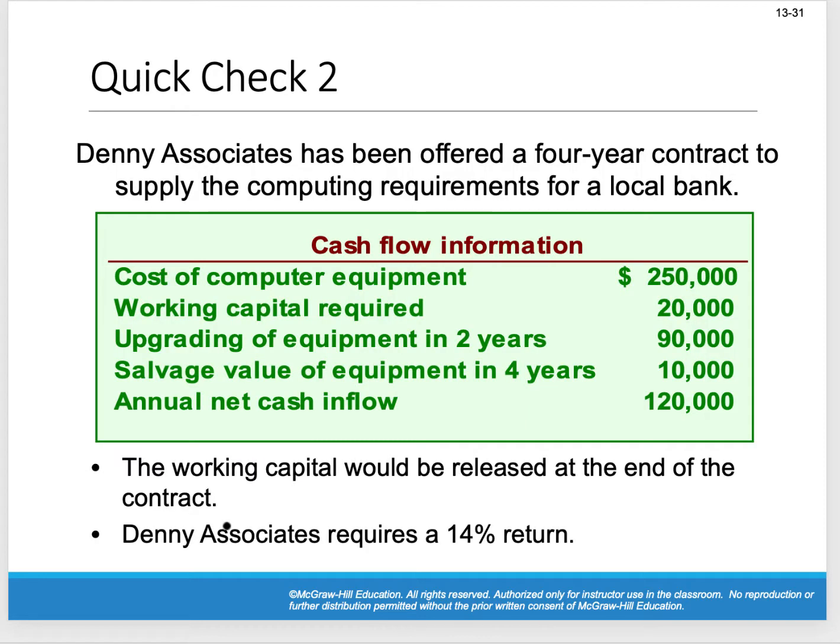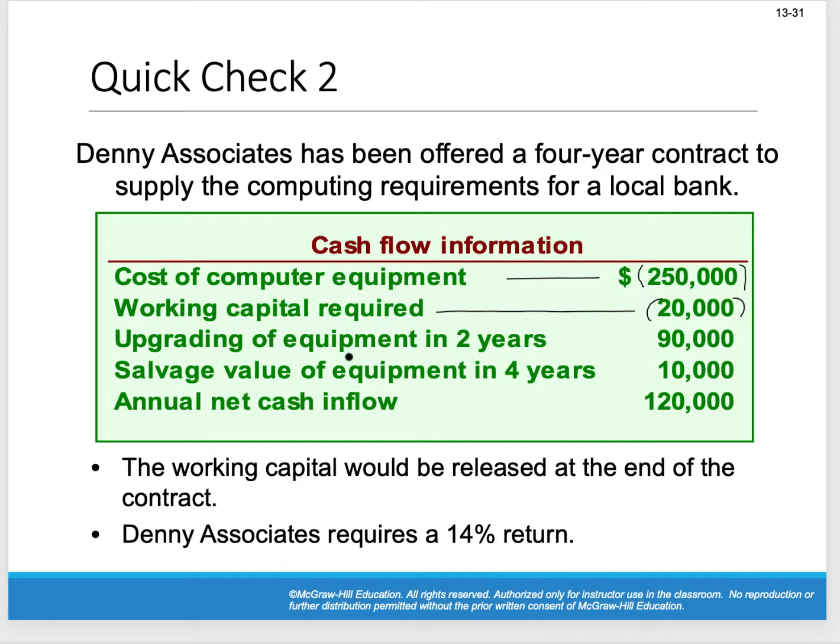Let's do another quick example. All right. So let's think about this one. Denny and Associates has been offered a 4-year contract to supply the computer equipment for a local bank. Hot dog, sounds good, right? Okay. Well, we got to buy equipment. That equipment is going to cost $250,000 today. The working capital required is going to be $20,000. That happens today too. So these are all negatives because they're cash outflows.